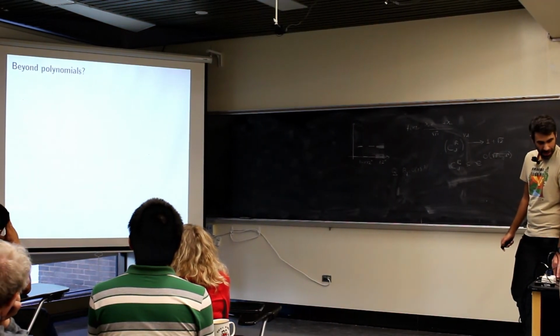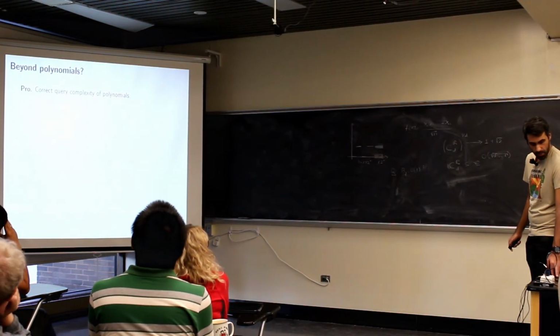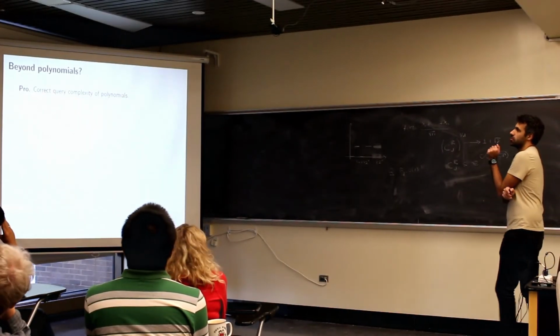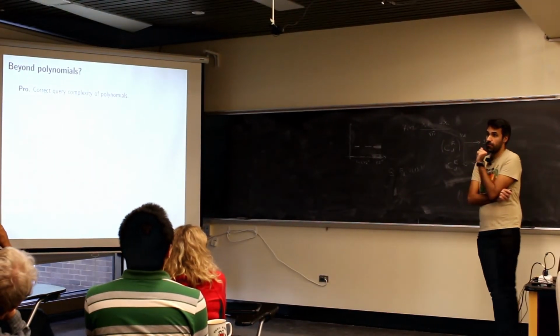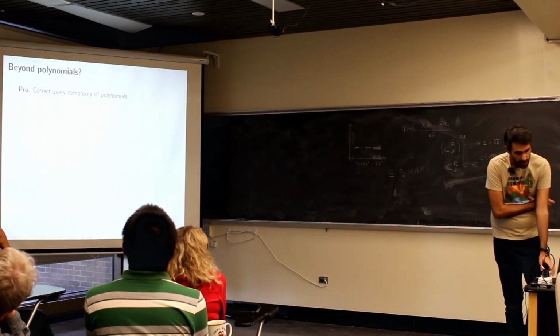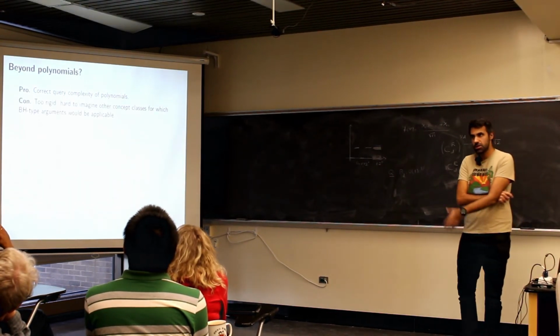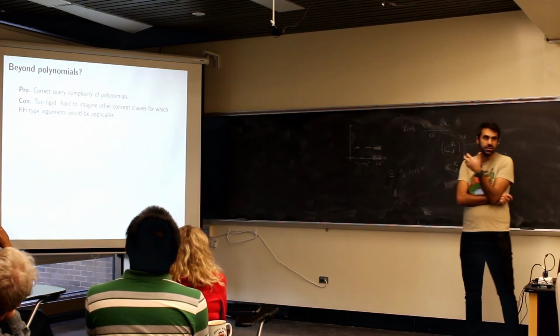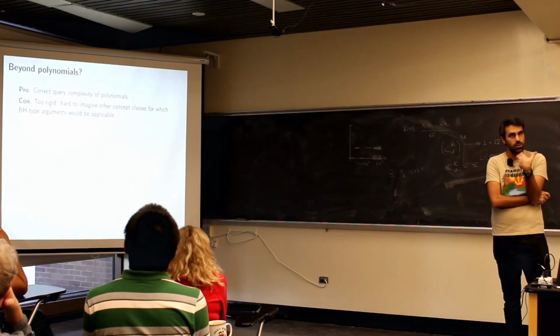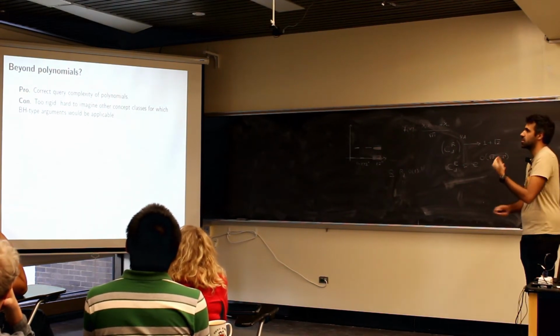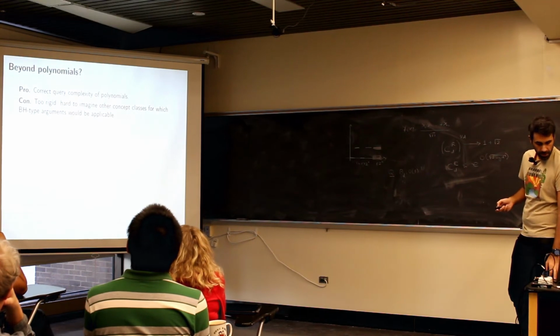Okay, so let me just recap and see where we are. So what's the advantage of what just happened? We just found the correct query complexity for the class of bounded polynomials. What's the disadvantage? Well, this was just one class, and it seems like this argument is extremely rigid somehow. We really used, by using the Bonami-Beckner inequality, the polynomial structure very, very strongly.